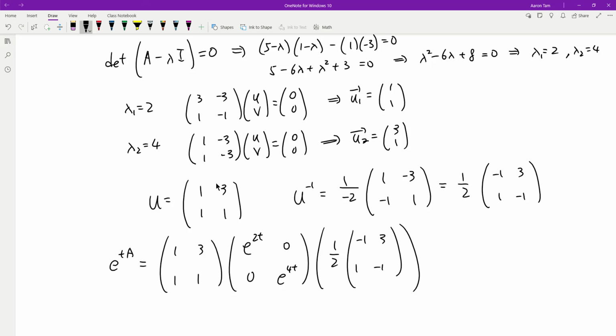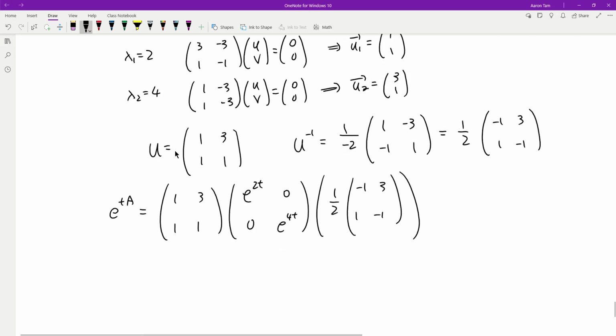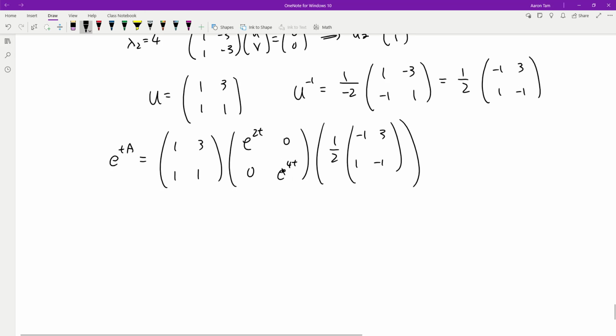Okay, and of course I sure recommend that you pause the video right now and go and try to carry out this multiplication and see what you got, okay? So I'm going to just keep multiplying them. So therefore, this time this would be e to 2t. This time this is 3 e to the 4t. This time this is e to 2t. And this time this is e to 4t.